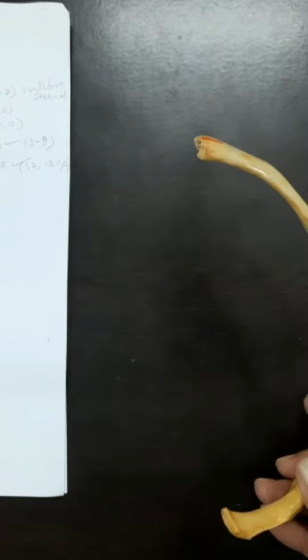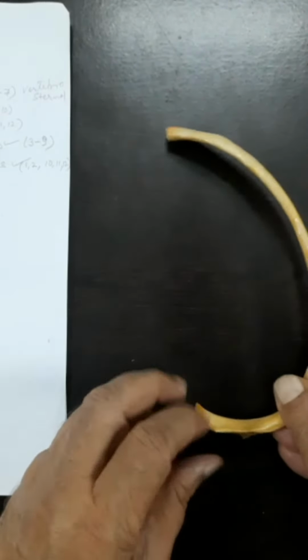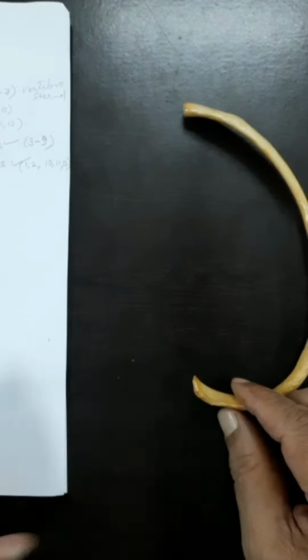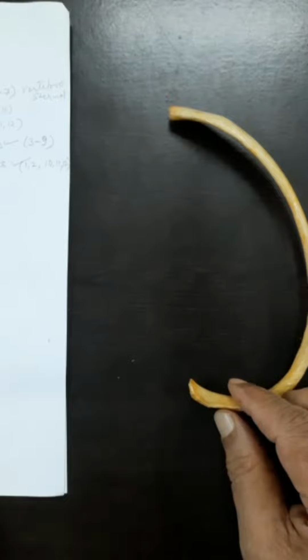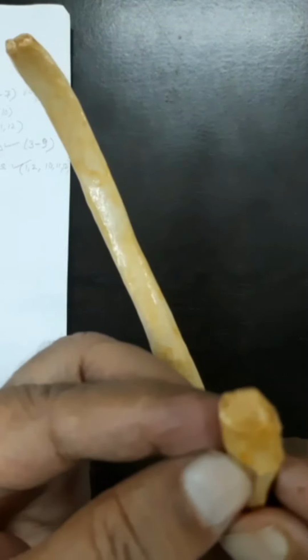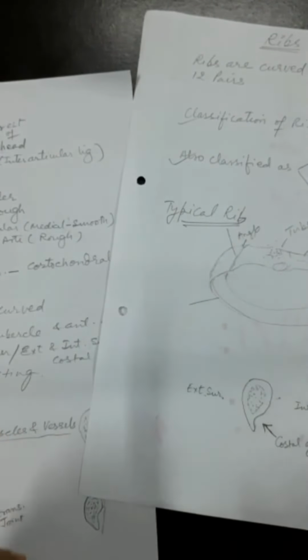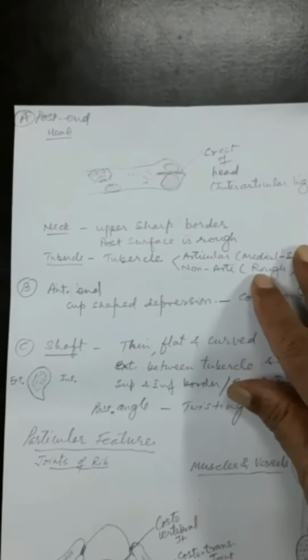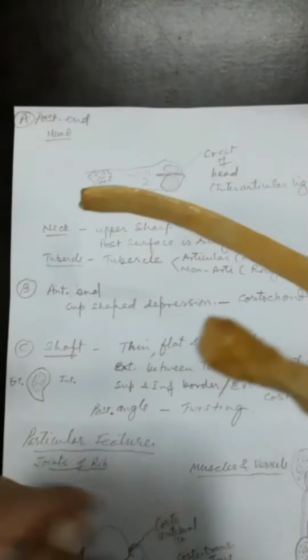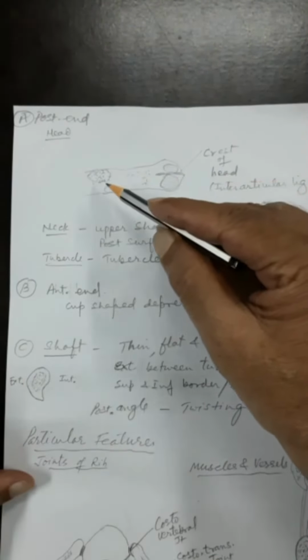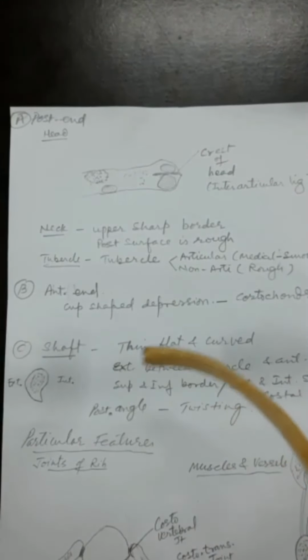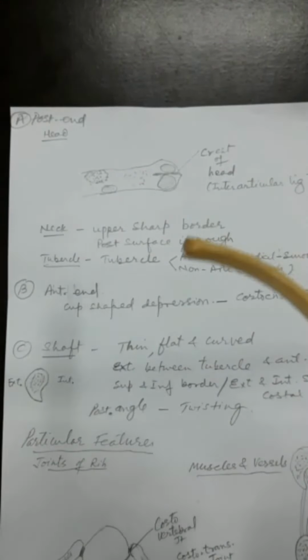Let us come quickly to the general features of this rib. Most of the general features we have already covered, but we still have to see some of the details. First we will learn about the posterior end. The posterior end of a rib has a head, a neck and the tubercle. These are the parts covered in the posterior end.